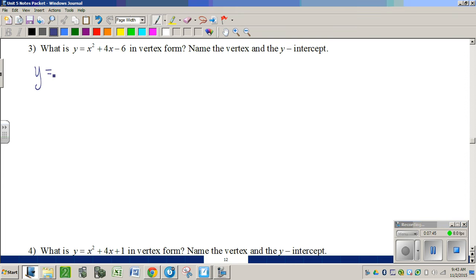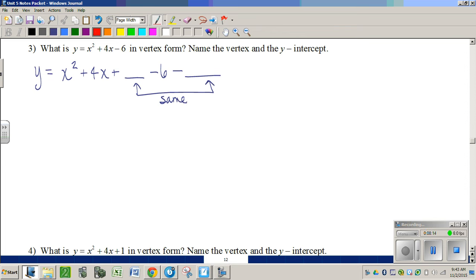So I have here y equals x squared plus 4x minus 6. And I want to put this into vertex form using completing the square. So what I'm going to do is I'm going to take this x squared plus 4x. I'm going to add something to it. Now, that same value that I add to it, I also am going to have to subtract. So these two values here are going to have to be the same.